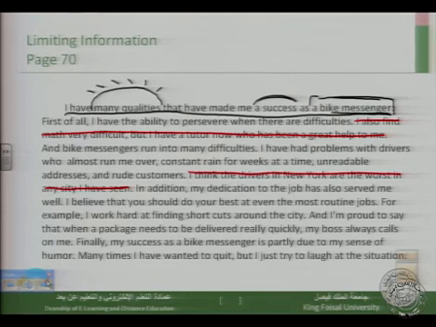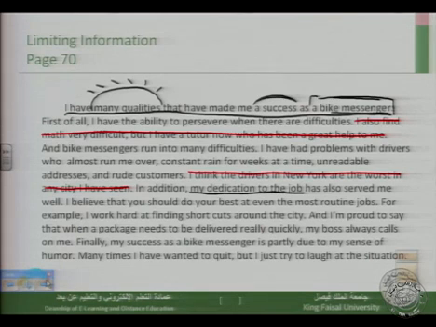Next he says, in addition, my dedication to the job has also served me well. Well, this is a good point, a good quality for him. He speaks about his dedication to the job. So he is doing this job and it is the only job, and all his time is dedicated to that job. He loves his job and he is interested in it. In addition, my dedication to the job has also served me well. I believe that you should do your best at even the most routine jobs.